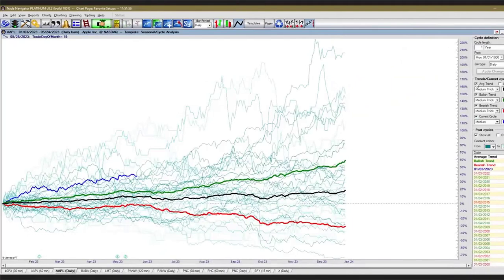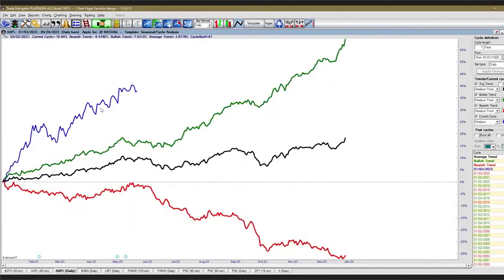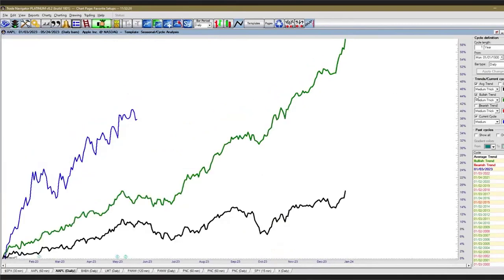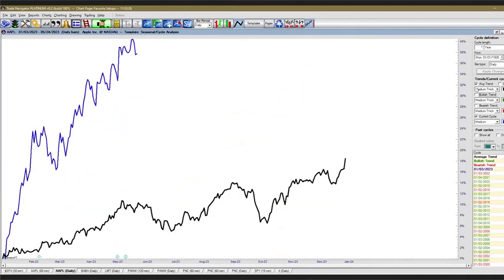Average trend is what I'm concerned about. This is like spaghetti models and the hurricane forecast. I uncheck all cycles. The blue is this year. The green is a typical up year. The black is the average year. And the red is how it looks like when it's in a decline. So I'm really looking for average trend.